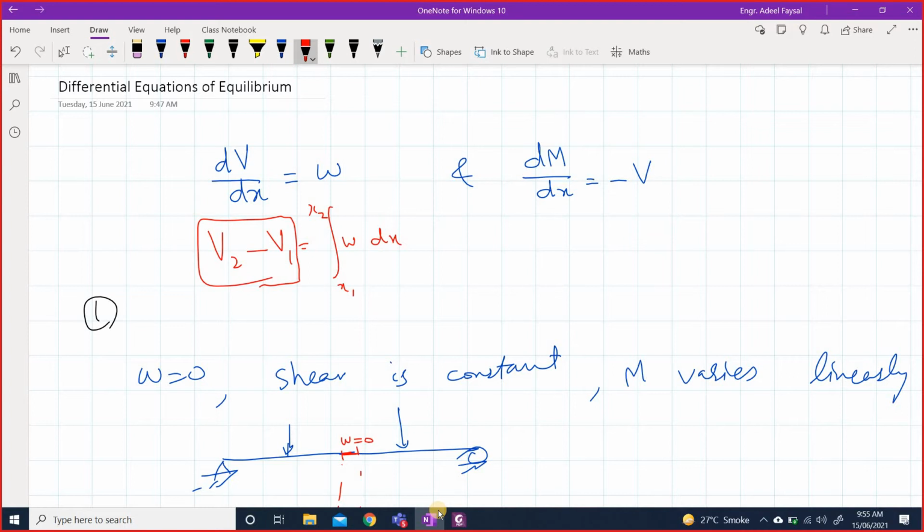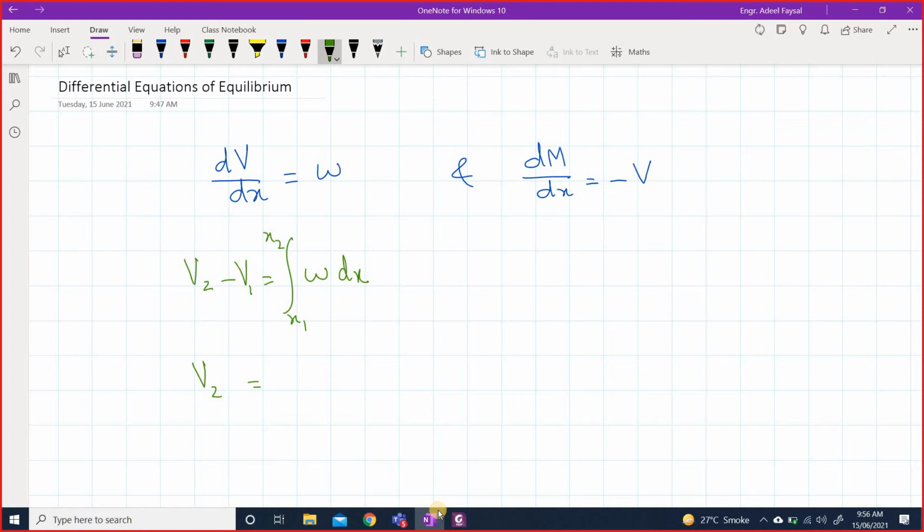So this can be rearranged to say v2 equal to v1 plus the integral of w dx from x1 to x2. And for the other equation, if you integrate, this can be written as m2 minus m1 equal to minus the integral of v dx between x1 and x2. You can always rearrange it whenever you like, but it's better to keep it in this form. These are the same differential equations written in integral form.